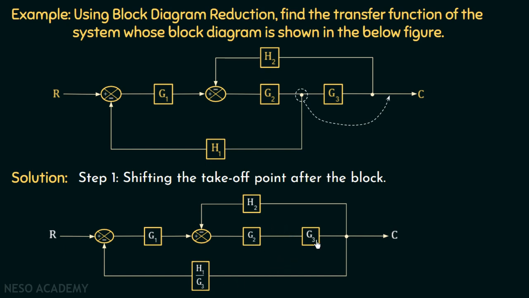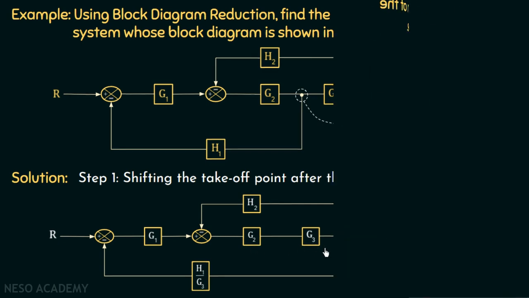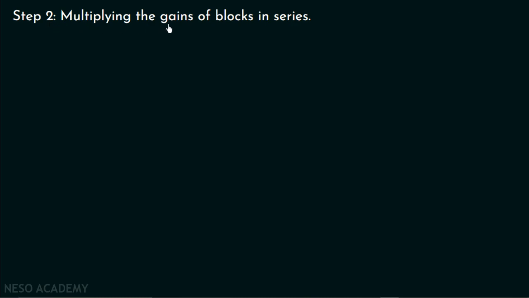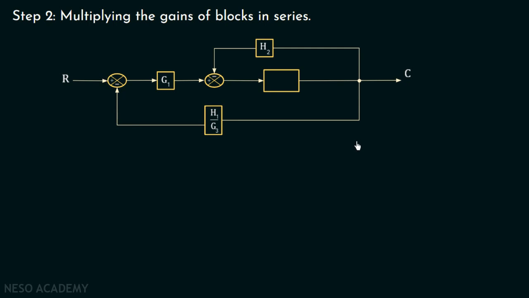Yes, these two blocks are now in series, so we will multiply the gains of these two blocks. So moving on to step number 2, in which we will multiply the gains of these two blocks. If we multiply the gains of blocks which are present in series, the block diagram representation will look like this, in which we have replaced the two blocks with a single block, and the gain of this block will be the product of individual gains of those two blocks. It will be equal to G2 multiplied with G3.